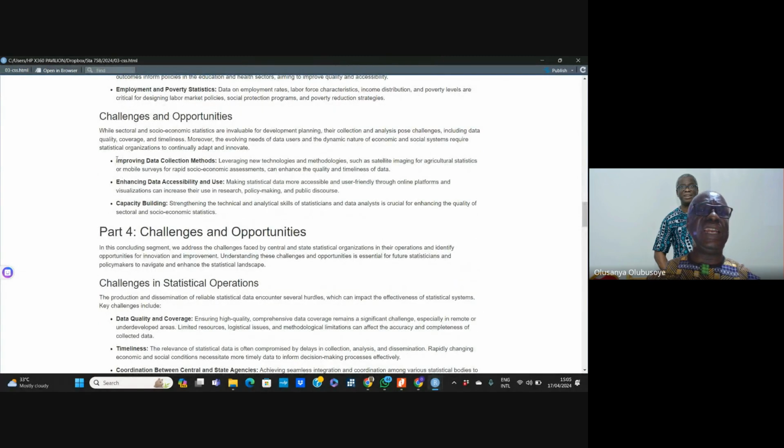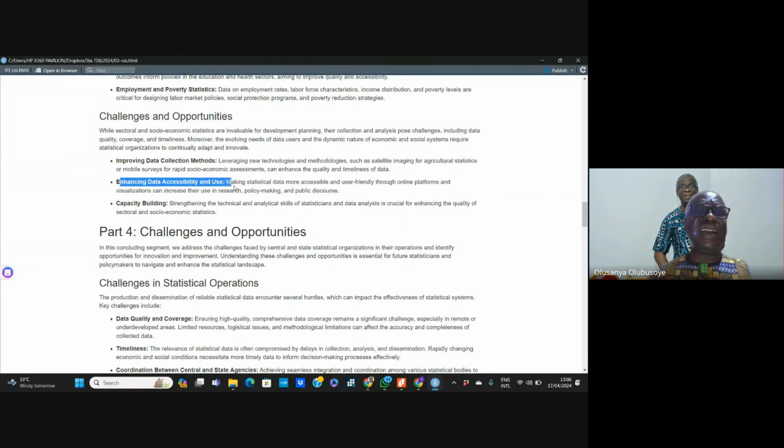So, challenges in the area of improving data collection method. By now, we should be using modern approach, collecting using satellite imaging, to collect data on agriculture, using mobile surveys. Most of our surveys, they are still on paper. They are still on paper. So people are using telephone to collect data now and so on like that.